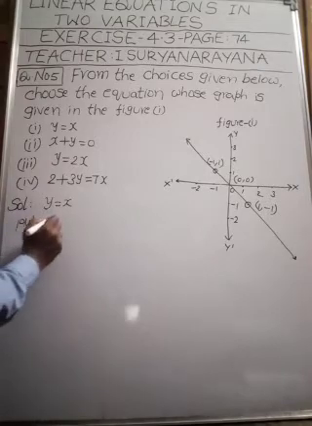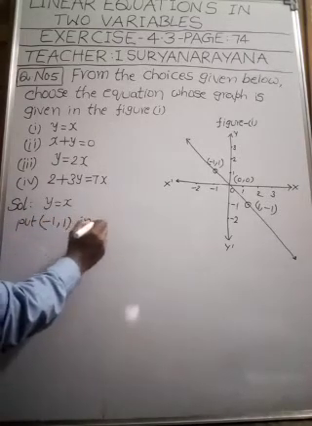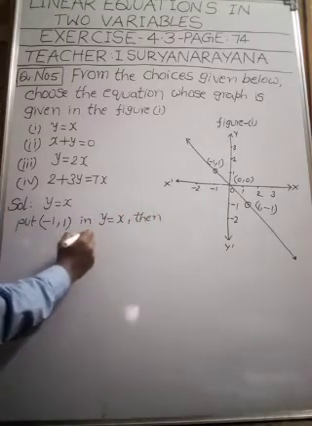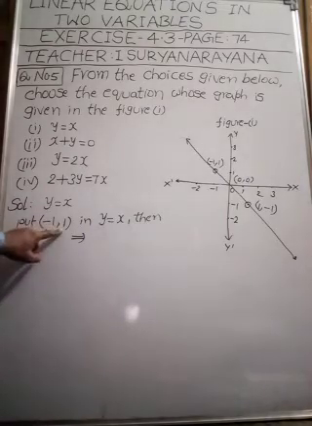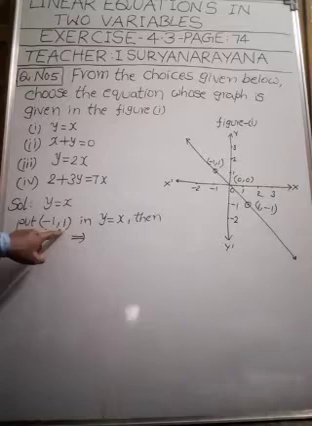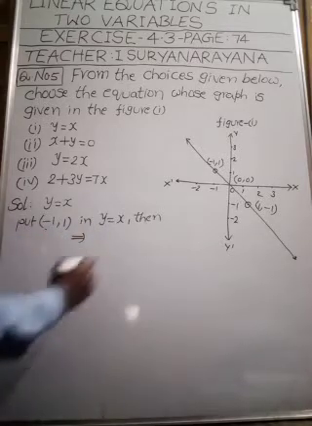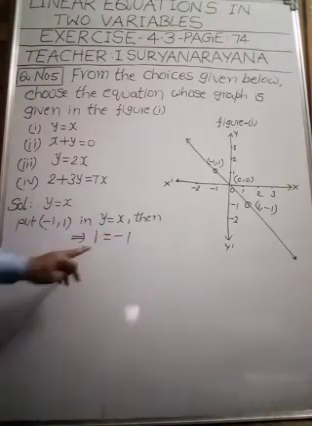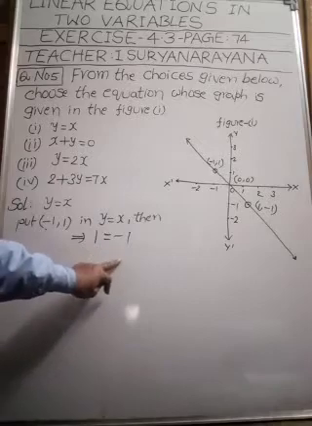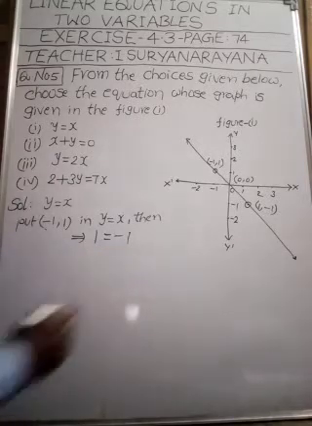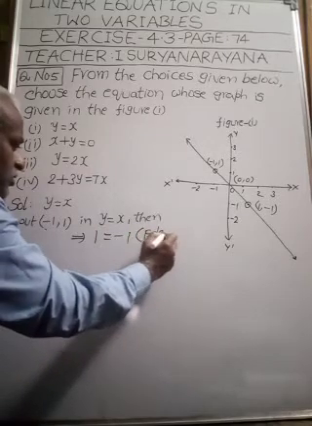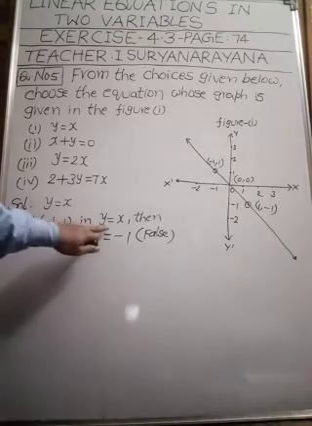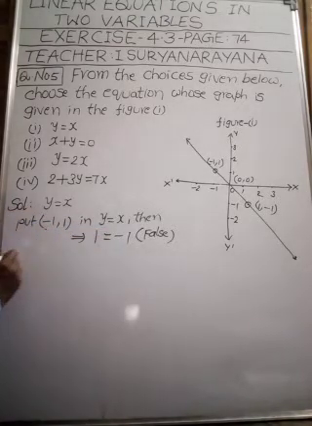Put minus 1 comma 1 in y is equal to x. Then what do we get here? This is the x coordinate, this is the y coordinate. So substitute. What is y here? 1. 1 is equal to, what is x here? X coordinate minus 1. Is this a true statement or a false statement, my children? 1 is equal to minus 1. It is a false statement. Yes or no, my children? We got here a false statement. It means this point is not satisfying this equation.